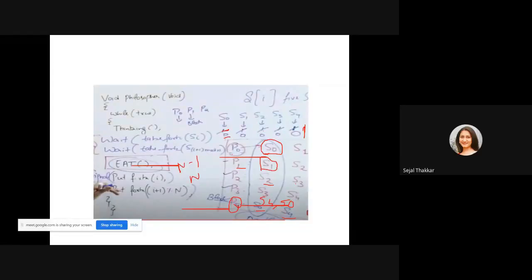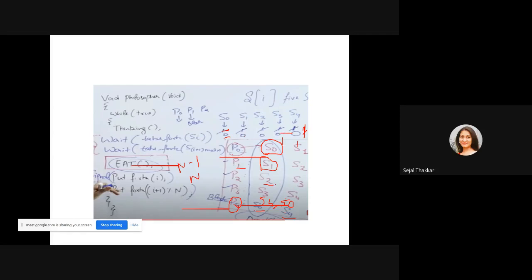Now P3 will come. P3 has already used S3, that is 0, and it requires S4. S4 is 1 because nobody is using it. We have already blocked P4 because P4 has changed the sequence. Now S4 is free, so P3 can eat using the S3 and S4 forks. Now after eating, P3 will make the value of S3 and S4 1 because it has completed its eating part and now will go for thinking. Now we have S3 and S4 both with value 1, right?